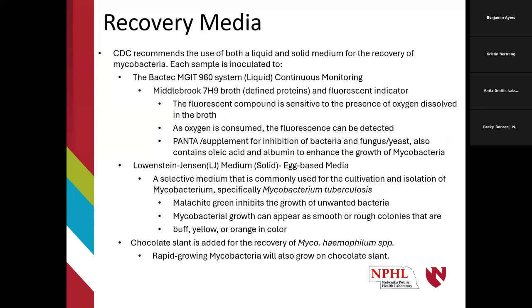Now the MGIT has, like I said, a 7H9 broth. It also has a fluorescent indicator at the bottom of the tube. The media has infused oxygen, and since mycobacteria are obligate aerobes, they will utilize that oxygen. When the oxygen level goes down, the fluorescence goes up. So that's what the machine is going to detect.